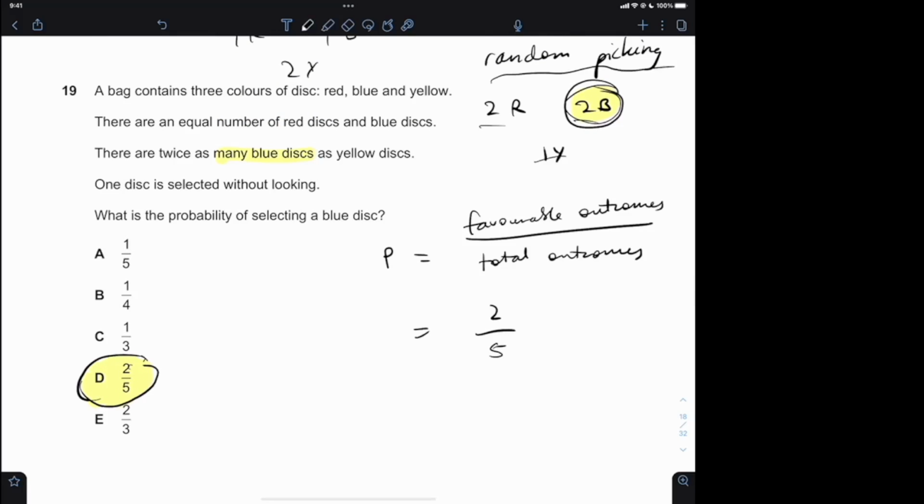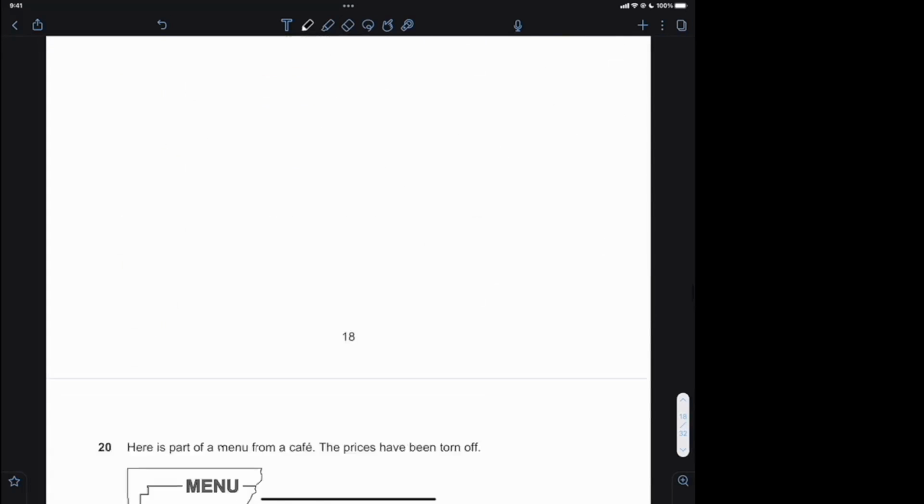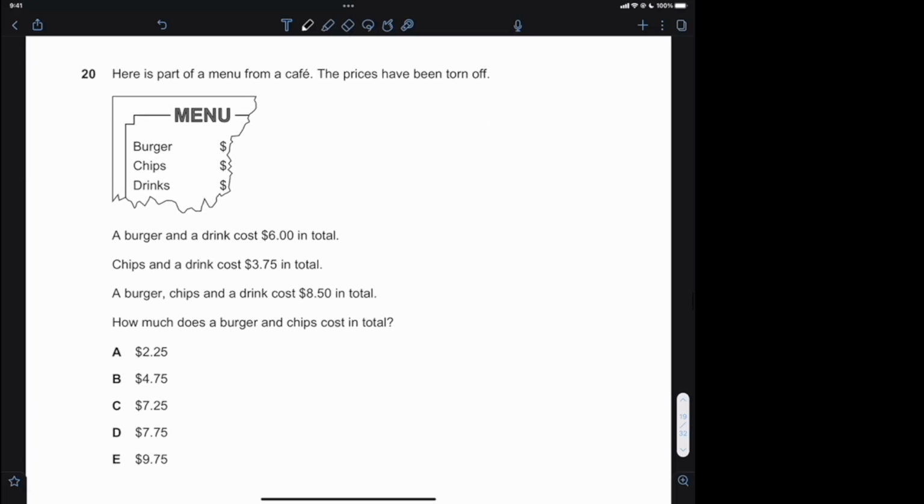Alright? So hopefully that is making sense. Remember, random picking and giving yourself some actual numbers to ground yourself in reality can always be a helpful strategy. Alright, question 20. Here is part of a menu from a cafe. The prices have been torn off. A burger and a drink cost $6 in total. So burger plus drink cost $6. Chips and a drink cost $3.75. So chips plus drink $3.75.